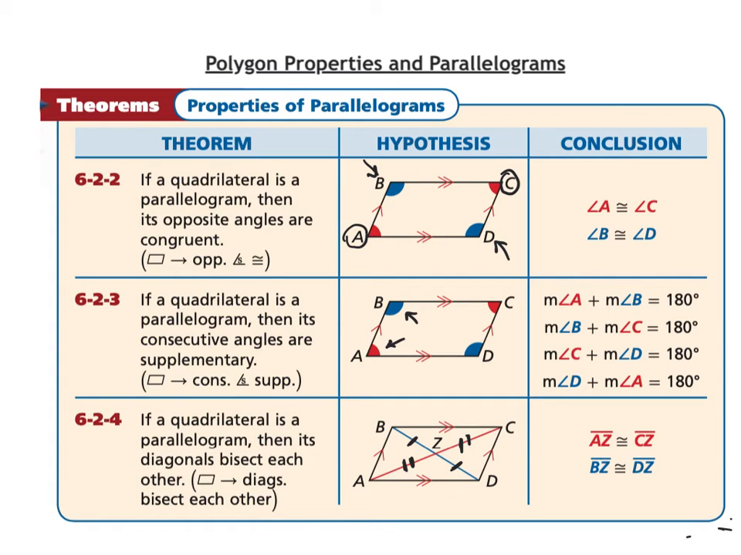You've got to get these properties down. They're going to be on the test. The definition is opposite sides are parallel. Now we know that opposite sides are congruent. Opposite angles are congruent. Consecutive angles, angles next to each other, are supplementary because they're same side interior angles. And the diagonals bisect each other. Get them down. We're going to need them in the next section too.